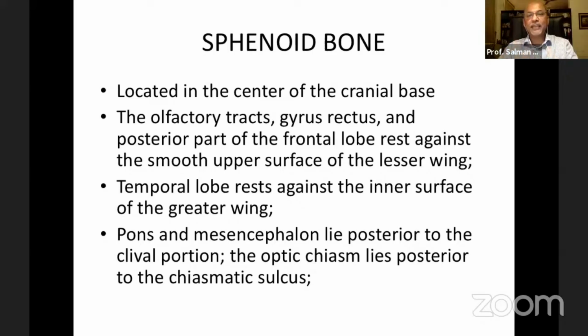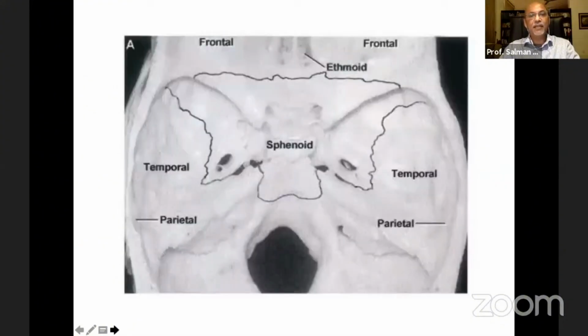The sphenoid bone is located in the center of the cranial base. We know this. The olfactory tract, the gyrus rectus, and the posterior part of the frontal lobe rest against the smooth upper surface of the lesser wing. The temporal lobe rests against the inner surface of the greater wing, and the pons and mesencephalon lie posterior to the clival portion. The optic chiasm lies posterior to the chiasmatic sulcus, and we'll just go through this.